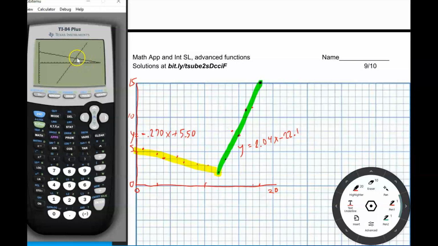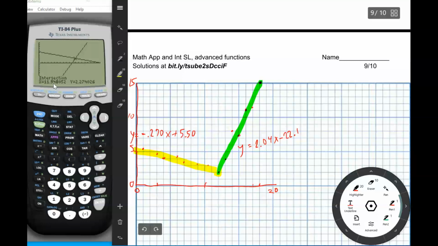But remember, the yellow, I only want to consider this part here. The green, I only want to consider this part here. So we need to know what is this x value here. So the way we do that is we do second calc intersect, right? Number 5. First curve, second curve. Yes, we just hit enter 3 times. The intersection is 11.95, comma 2.27. So it's close to 12,2, but it's not 12,2.